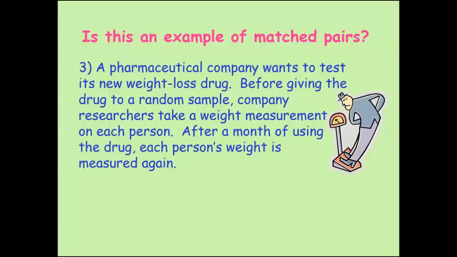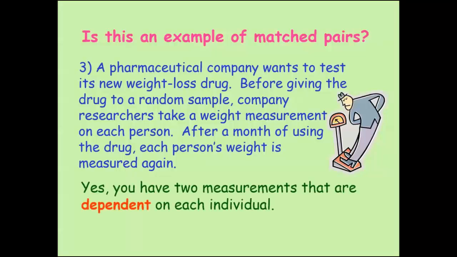All right, number three, a pharmaceutical company wants to test its new weight loss drug. Before giving the drug to a random sample, a company researcher takes a weight measurement of each person. After a month of using the drug, each person's weight is measured again. And is this a matched pairs? And yes, it is. There actually is a dependence between the two measurements, so you get a before and after situation. This would be the second type of matched pairs that we talked about in the beginning.